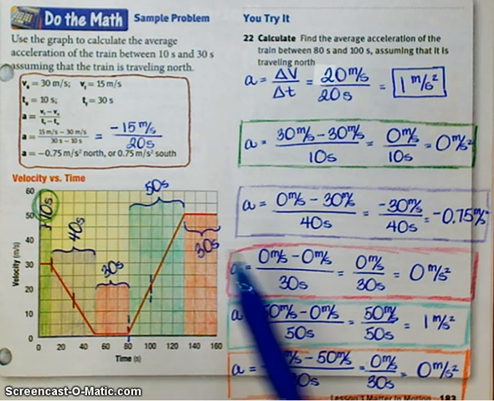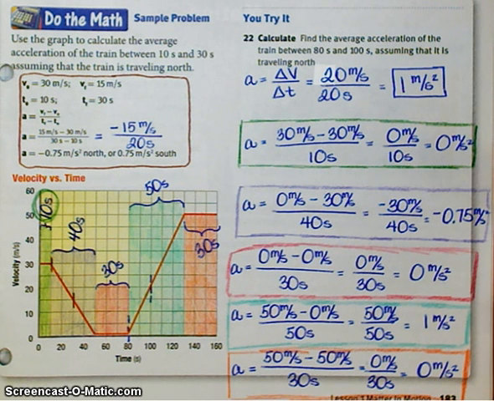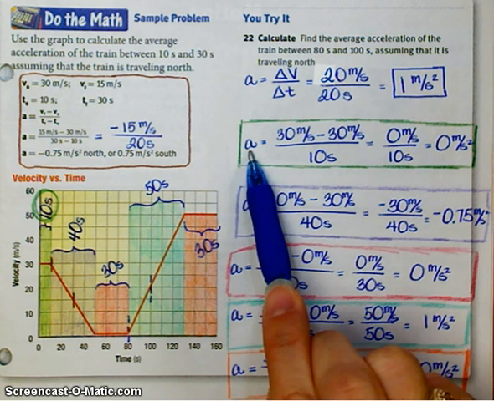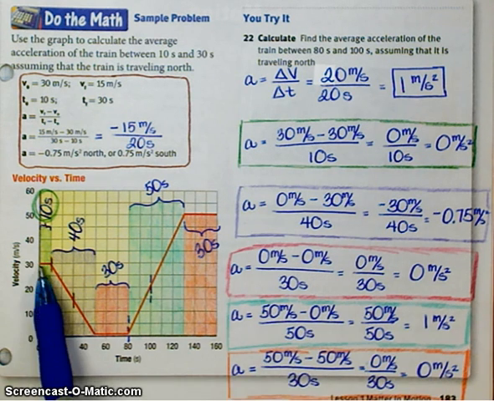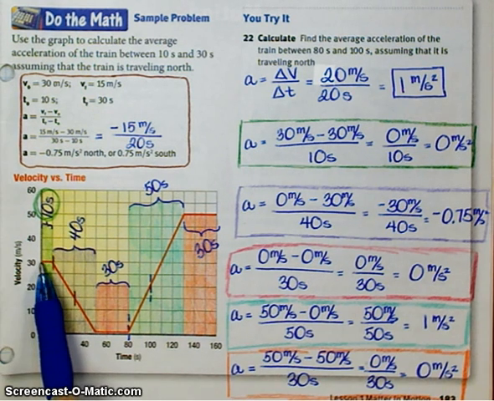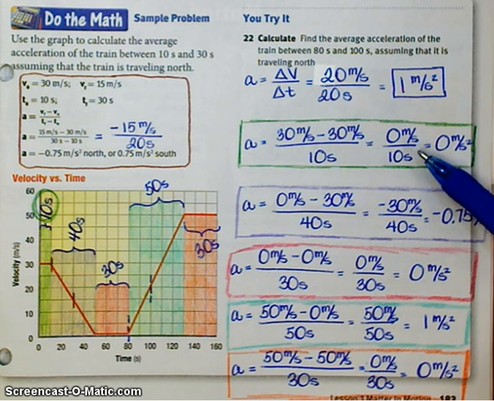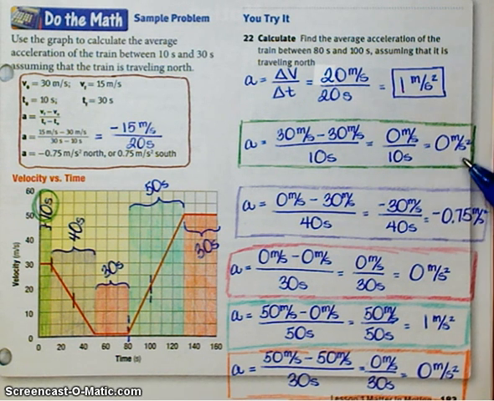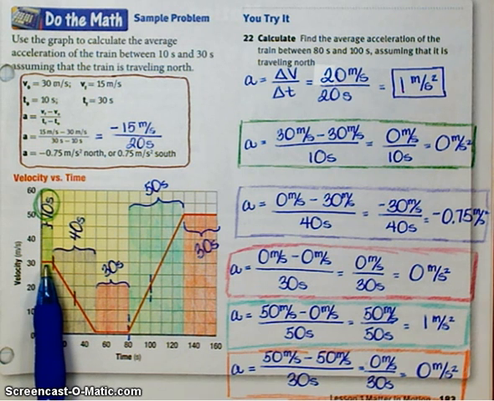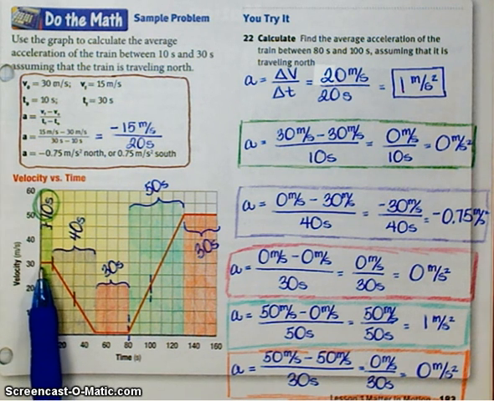Okay. All right. So I can actually calculate the average acceleration for each one of those segments. For A, the line is horizontal. I started at a velocity of 30 and I ended at a velocity of 30. So that is a change of 0 over that 10-second interval. So 0 meters per second divided by 10 seconds, and you get an acceleration in this area of 0. It's a horizontal line.